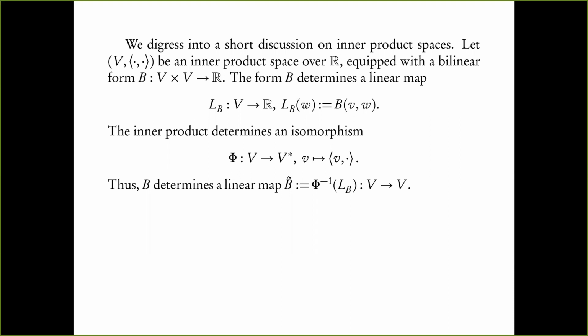Yeah, so what I said is correct, but I should be a little careful. When I said LB, there should have been a superscript little v, because LB depends on a choice of v. So fix a vector little v, and then for that fixed choice of little v and the given bilinear form B, you have a linear map LB, which sends W to the bilinear form B(v, W). So you have to fix this little v in advance. For every little v, I'm getting a linear map LB^v.